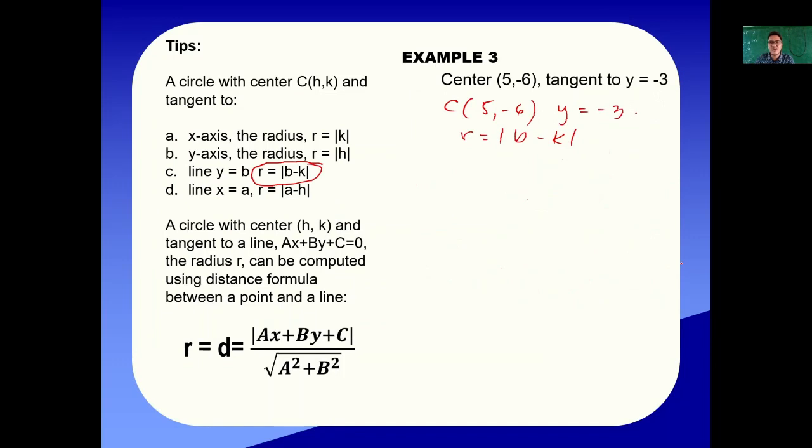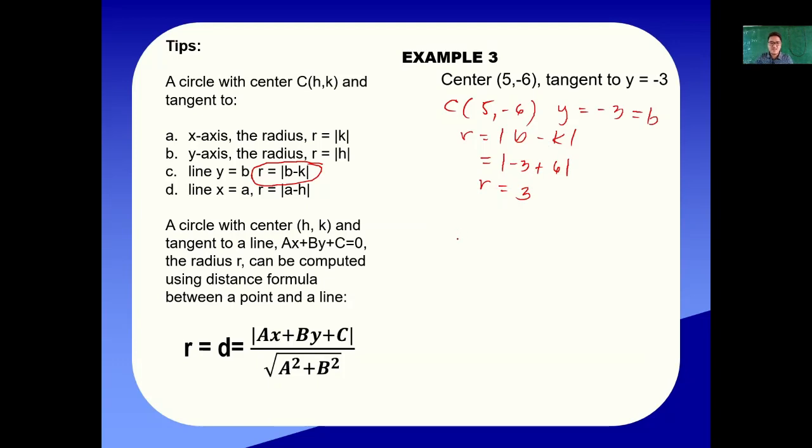Ano yung b natin? Yung b natin ay ang y din. Therefore, isubstitute lang yung b, -3 minus, what is our k? Negative 6. O that is positive. Ilan yan? Therefore, our radius is equal to negative plus 6. That is 3. Nakuha. Kapag may absolute again, the answer is always positive.